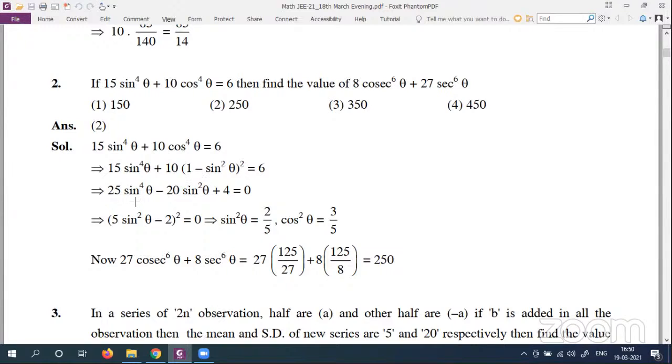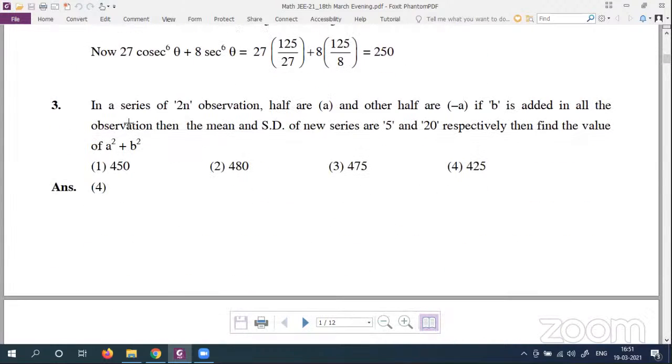So from that we get a quadratic in terms of sin square theta. Solving that, we get the value of sin square theta as 2 by 5. So once you get the value of sin square theta, we get the value of cos square theta. And from there we can get the values of sec theta and cosec theta. Substituting them and simplifying them, we get the value will be simplified to 250. Right. I hope this is clear.